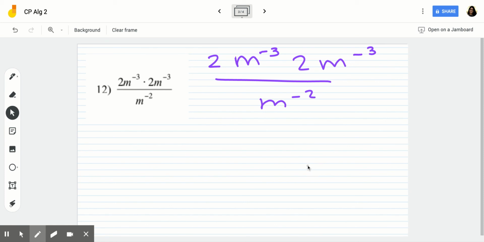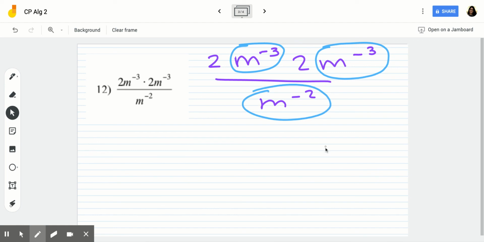Okay, now be careful what's going to move. I'm going to highlight everything that's going to move. This is going to move because it's negative. This is going to move because it's negative. This is going to move because it's negative. They're going to switch. This is positive and this is positive, so let's just deal with that. What's 2 times 2? 4 on top.